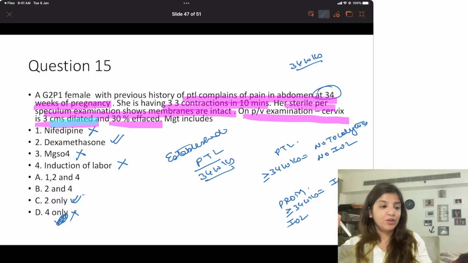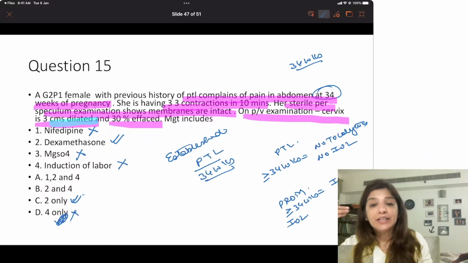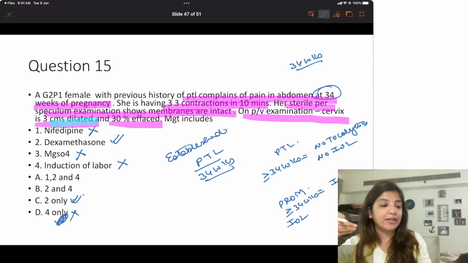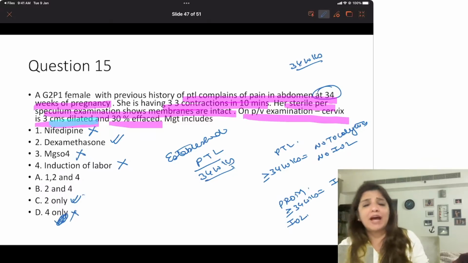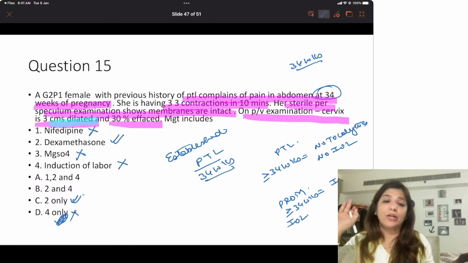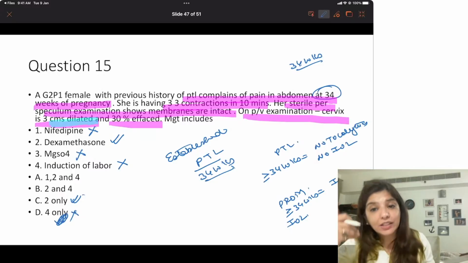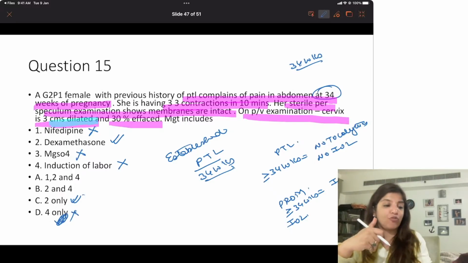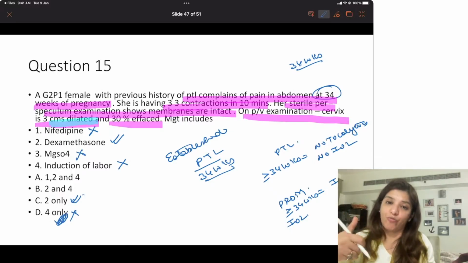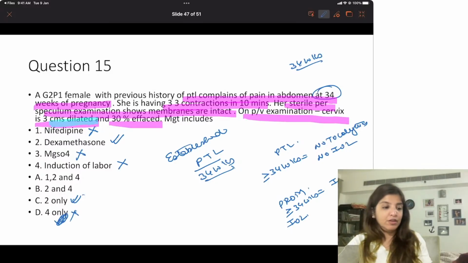Right? Why not 4? Induction of labor, that's what I'm telling you. Induction of labor is not done in preterm labor. In preterm labor, you give corticosteroids, and whenever labor happens, you just wait for spontaneous labor to happen. You do not go for induction of labor. In premature rupture of membranes, because there is a fear of chorioamnionitis, that is why you go for induction of labor, not in preterm labor with membranes intact. Okay?